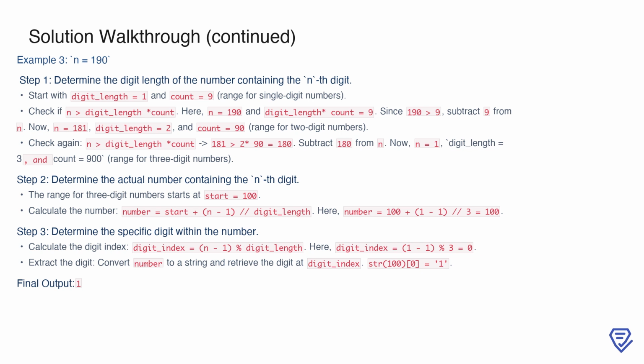Finally, we find the specific digit within this number. The digit index is calculated as (n minus 1) modulo the digit length. Here, (1 minus 1) modulo 3 equals 0. Converting the number 100 to a string, we access the digit at index 0, which is 1. Therefore, the output is 1.